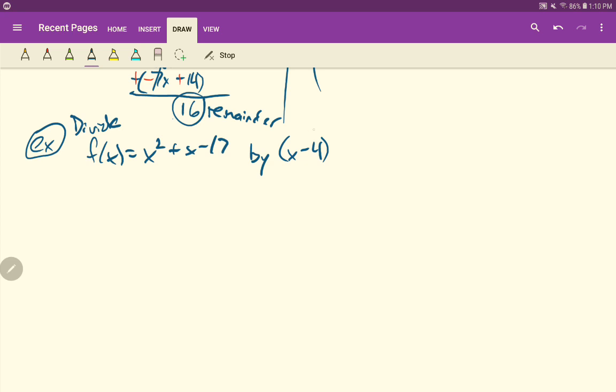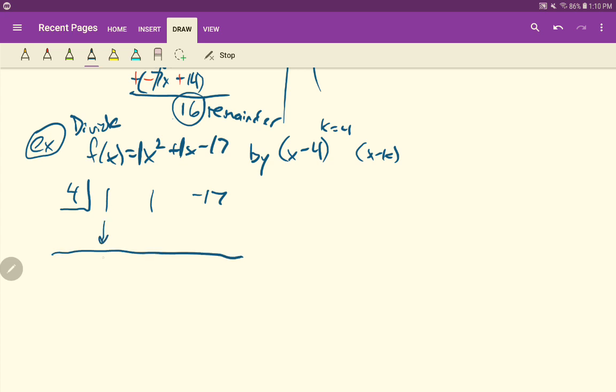Anyway, in this case, our k is 4. Remember, x minus k is the format, so this number here is the opposite of the number that you see that goes in the box. And then our lead coefficient: this coefficient's a 1, this coefficient's also a 1, and this here is a negative 17. Okay? And then we drop it down.